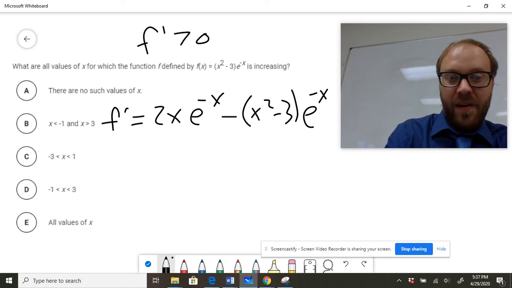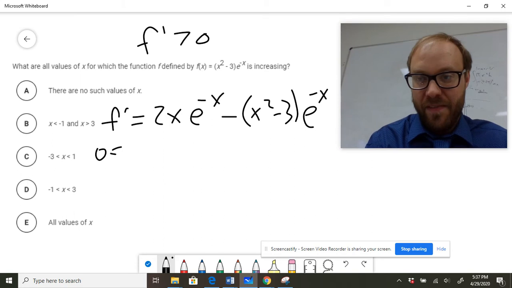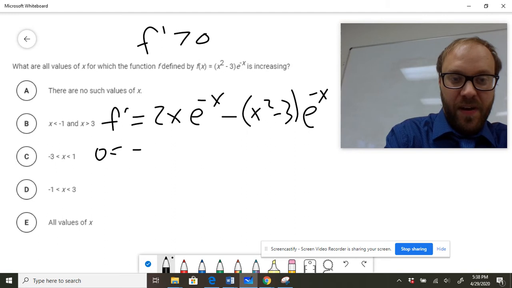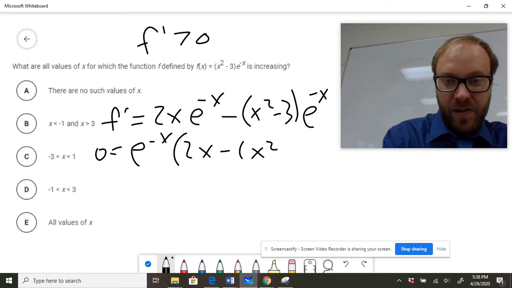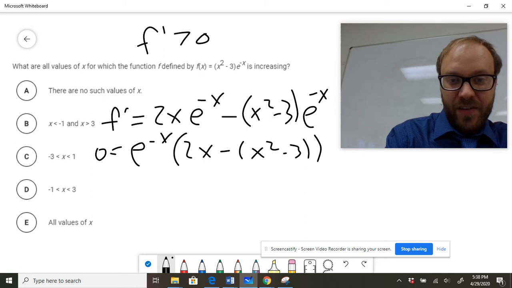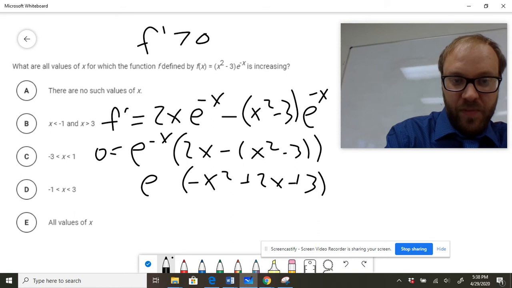All right, and I want to figure out when this derivative is equal to 0. So I noticed here that I can factor out an e to the negative x. Factoring is always going to be really important, especially if you have a problem that's a non-calculator question. So I'll factor out the e to the negative x. You might want to write that as 1 over e to the x, because that's what a negative exponent actually means. And you've got 2x minus x squared minus 3. And anyway, this will simplify. You'll end up with a negative x squared plus 2x plus 3 being multiplied by e to the negative x.